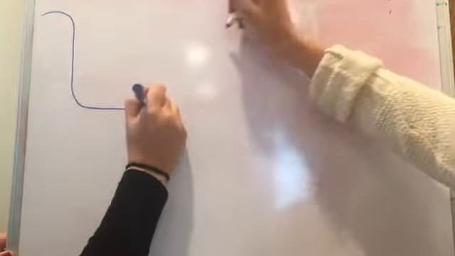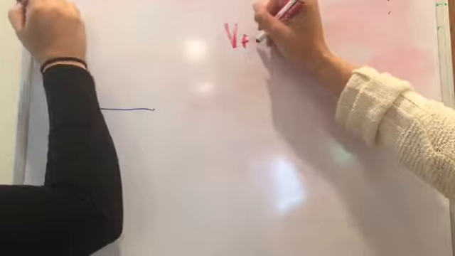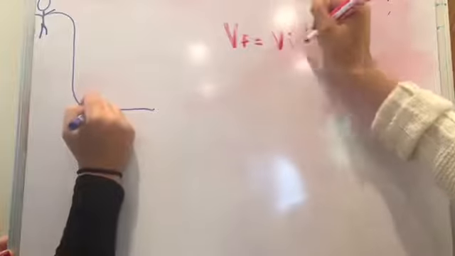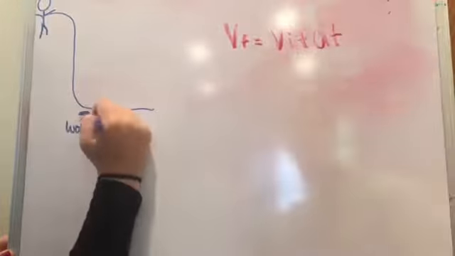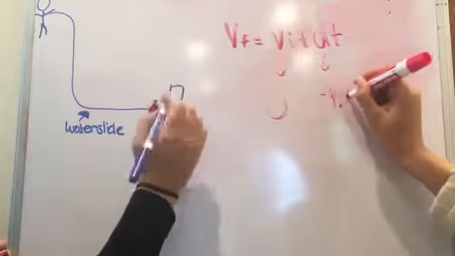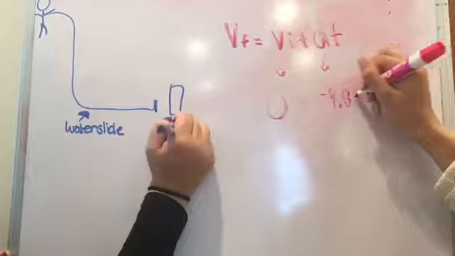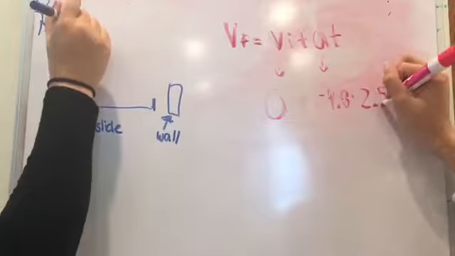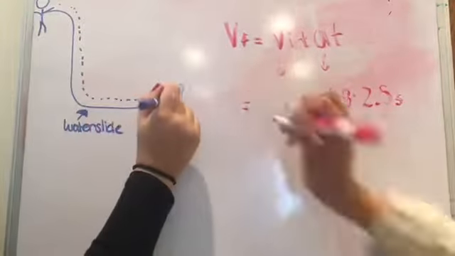Velocity final equals velocity initial plus acceleration multiplied by time. Velocity initial will be 0. Acceleration will be negative 9.8 due to gravity. And after recording the clip and watching how long it takes, we figured the time was 2.5 seconds for Rapusha to go down the water slide.